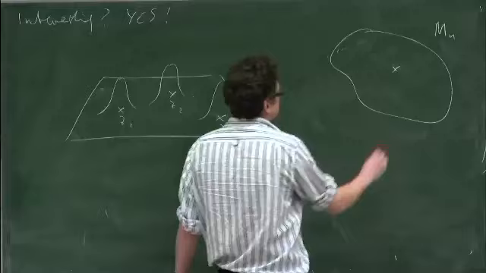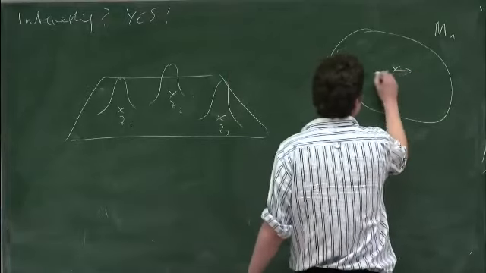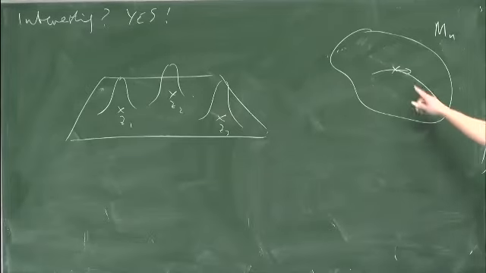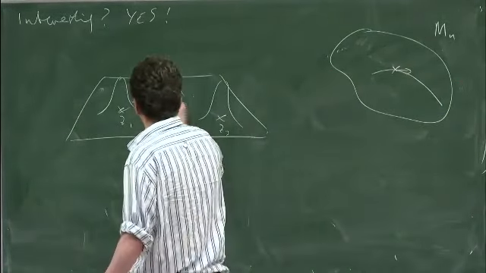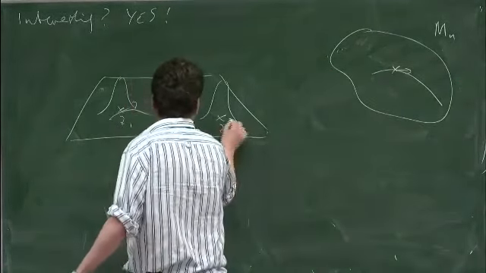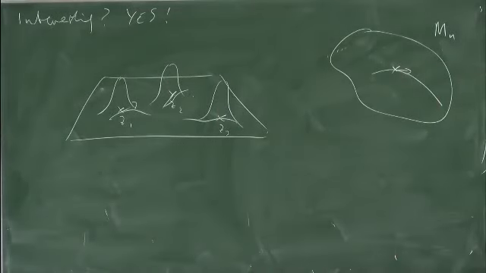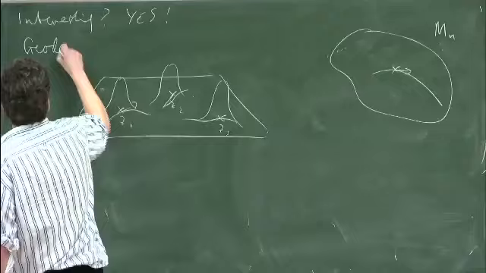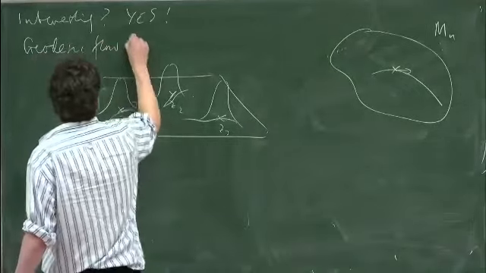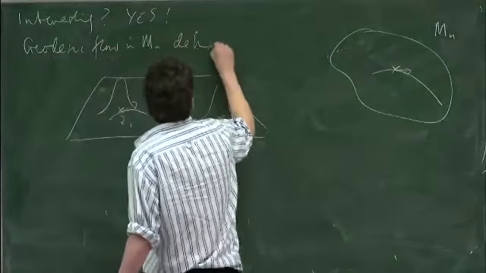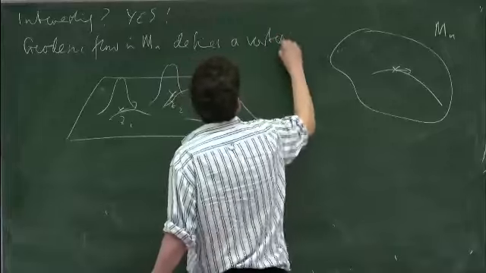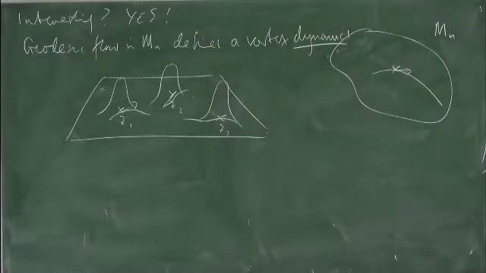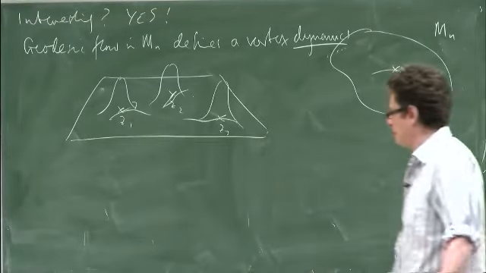What if I start with an initial velocity vector and solve the geodesic flow with respect to the L2 metric on this moduli space? Well, as I do that, these vortices move around on some curves, and they hit one another and they interact in some complicated way. So the idea is that geodesic flow in Mn defines a vortex dynamics. It gives a rule for saying how these things move around and interact with one another.